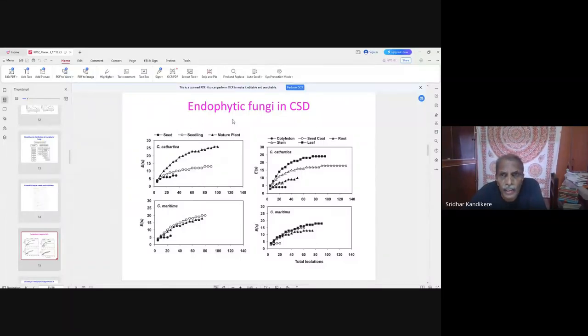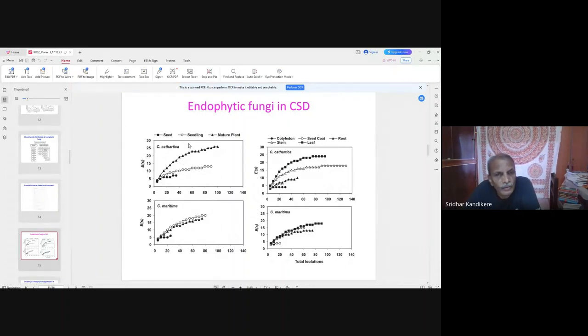So here we studied the endophytic fungi in the coastal sand dunes. We took seed, seedling, and mature plant. This is one plant, that is cathartica, and another one is Canavalia maritima. Here the mature plant showed more number of species compared to seedling and also the seed. Whereas, the conditions are the same for cathartica and maritima, in the same coastal sand dune with the same edaphic features and same climatic conditions, but in maritima the seedling showed more number of species compared to the mature plant.